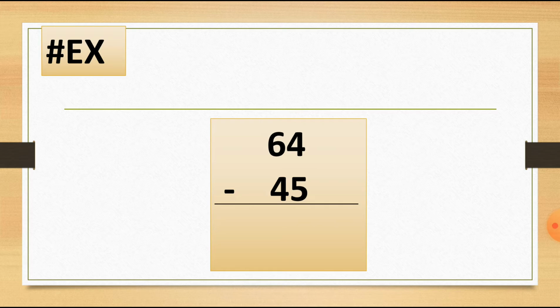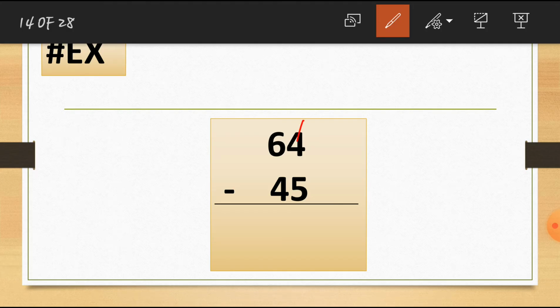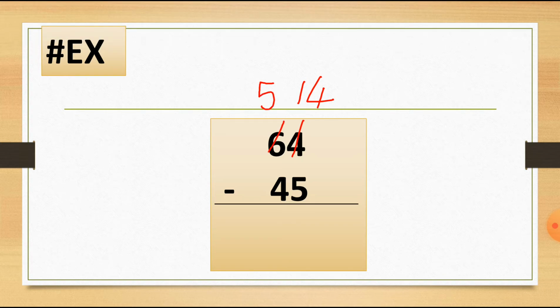So let's take 10 number from the 6 number. So we should write this way, number 14 here, and we will cut 1 number from this 6. So we are having now 5 number. Now this sum is regrouping. So we will cut the numbers simply.